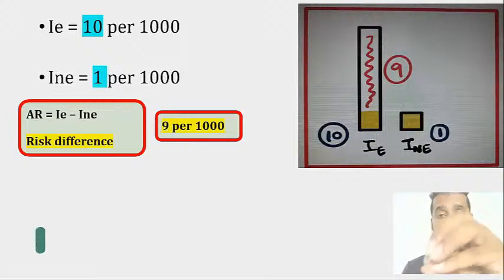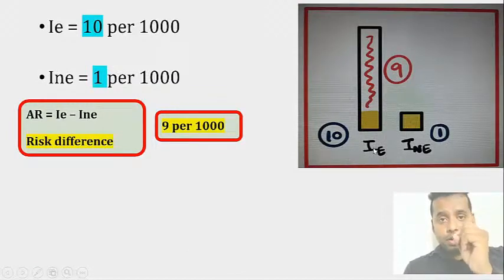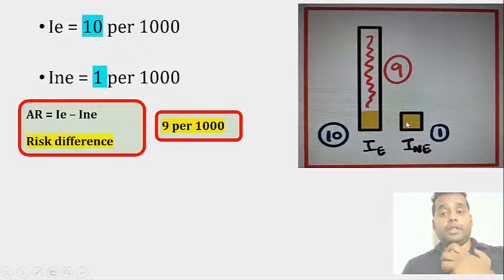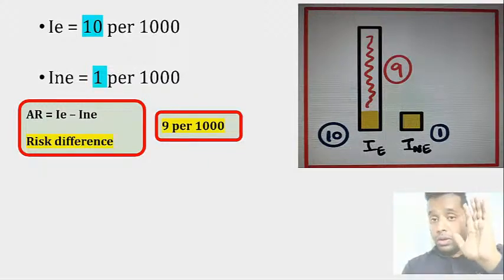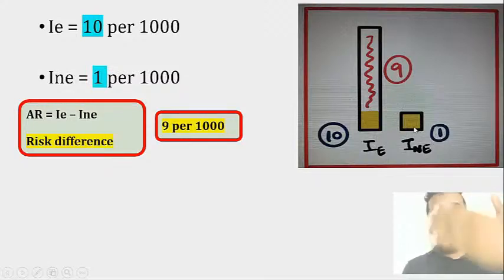Check this image. This is from my class notes, which I use in my class. See this, very easy to understand. Incidence in exposed is 10 per 1000. Non-exposed incidence is 1. Even if you don't smoke, you get lung cancer. That is background risk. Means without smoking, you develop lung cancer, means there is some other factor which is playing a role. Not only smoking, there is one more factor which is playing a role. That is why they suffer 1 per 1000. That is called as background risk.